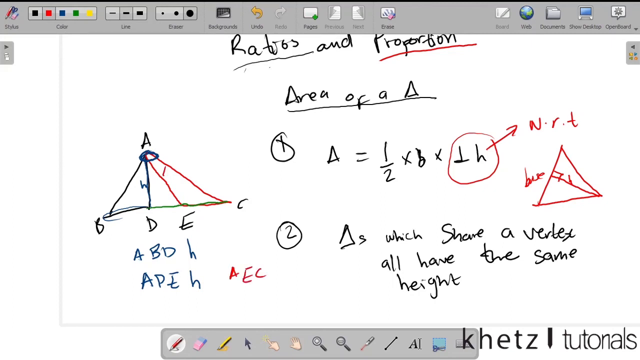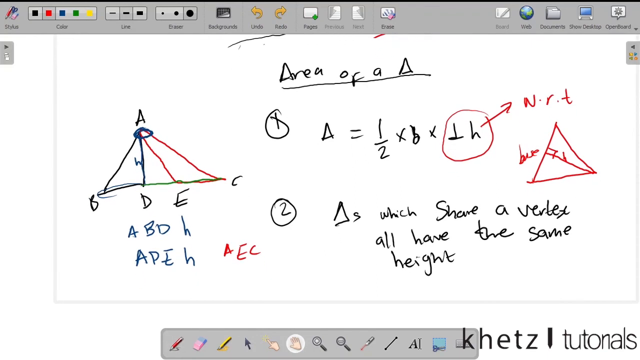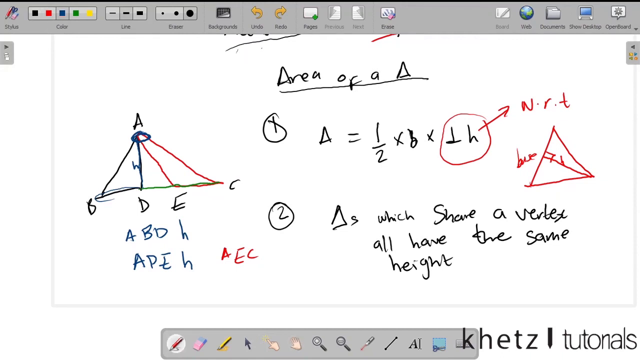So AEC is this one here. For this one, you see that this line is slanted, and therefore we can't use that line when we compute our area, because that is not our perpendicular height. But from the second point, we see that it shares this vertex A, and we can therefore use the perpendicular height H, which is over here. So for AEC, the perpendicular height is also H.